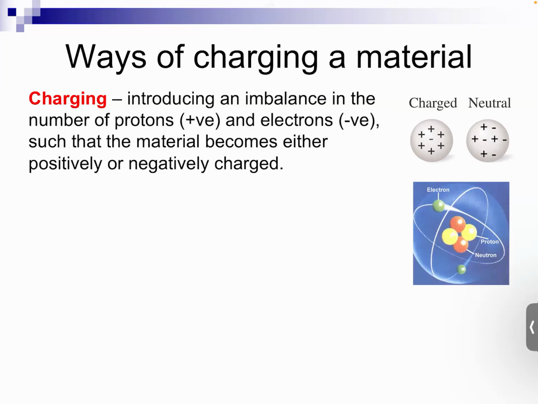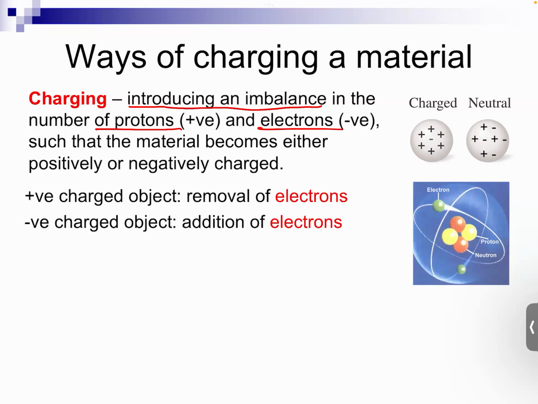So when we say charging, we only mean that we are introducing an imbalance in the number of protons and electrons, such that the material becomes either positively charged or negatively charged. We will learn different ways of charging a material. Just remember the conservation property of charges: they're not created or destroyed, they're only transferred from one object to another.